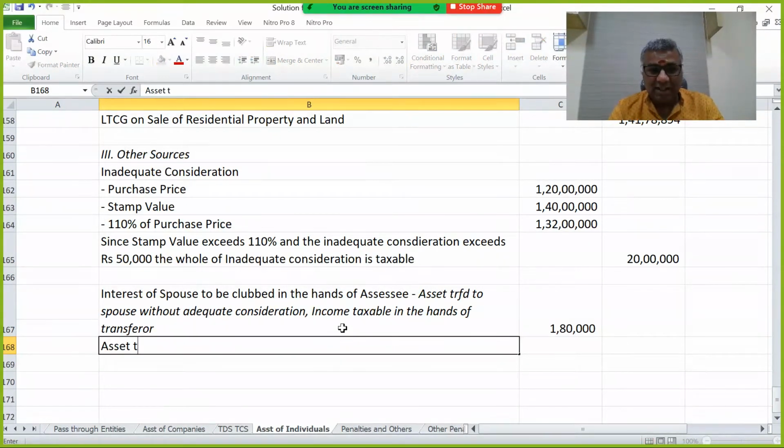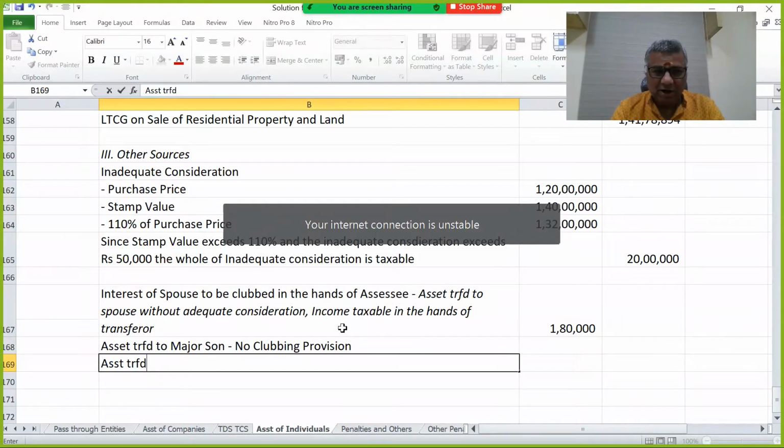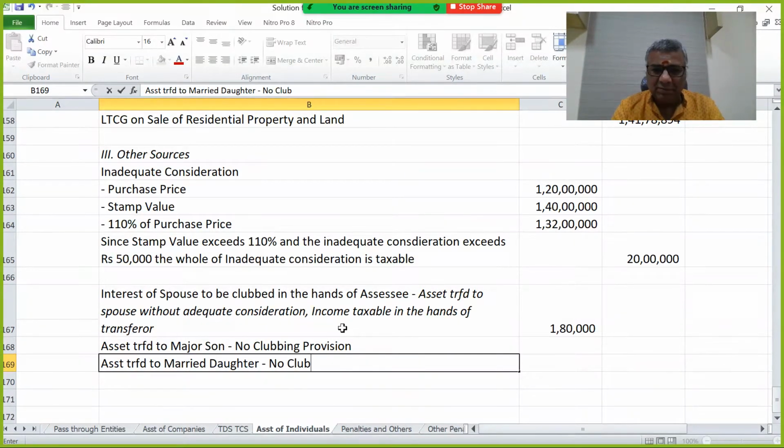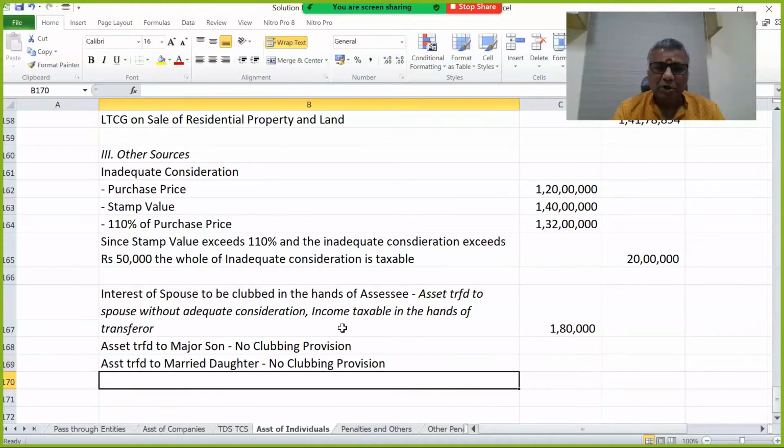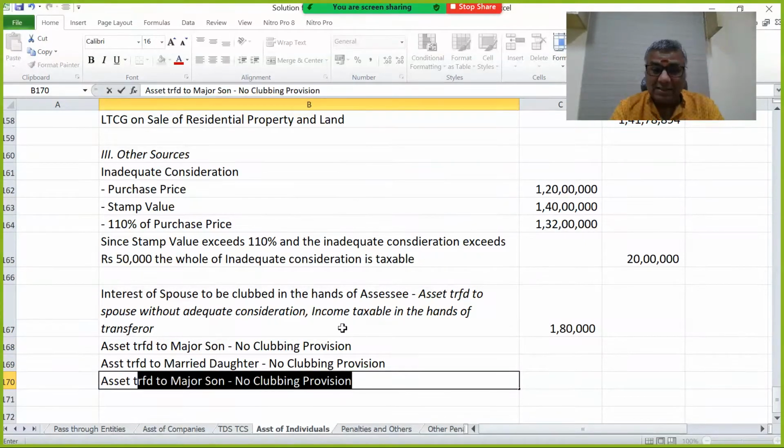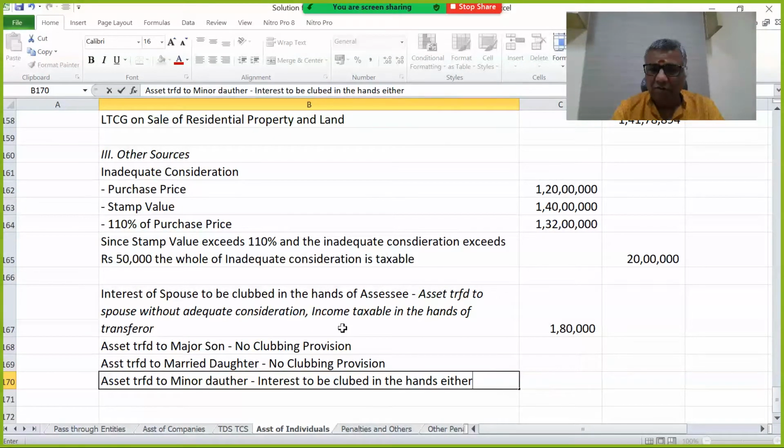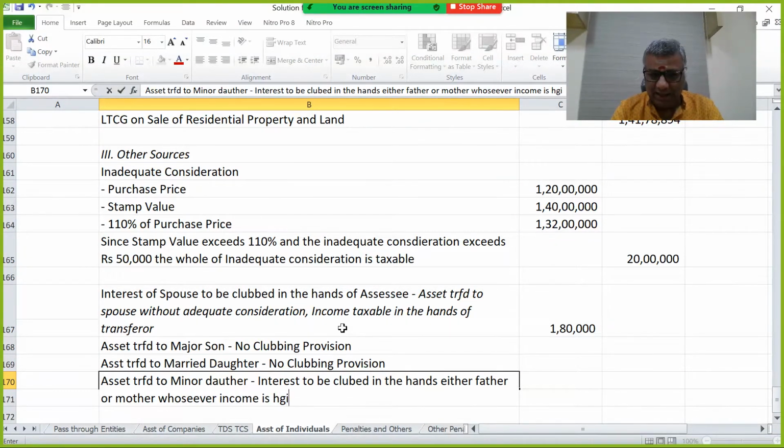Whereas asset transferred to major son, no clubbing provision. Asset transferred to married daughter, no clubbing provision. Asset transferred to minor daughter, interest to be clubbed in the hands of either father or mother, whoever's income is higher.